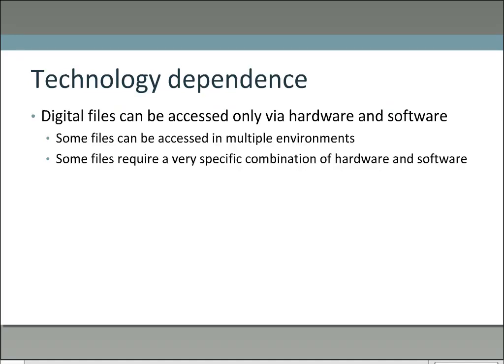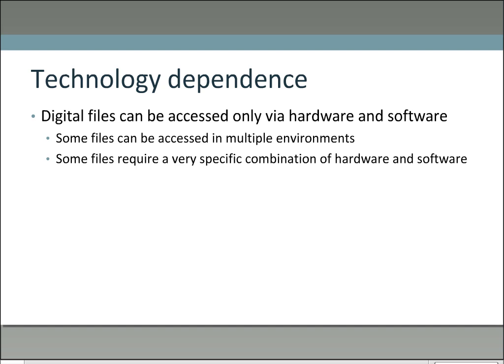First challenge, unlike paper records, which we can usually examine without the use of any specialized equipment, or microfilm, which we can access with a light source and a simple lens, it's not possible to access digital files without some combination of hardware and software. Some files can be accessed in a variety of environments. For example, I can easily access PDF files on the Windows computer I use at work, the Mac computer I use at home, the Google Chromebook that I use when I'm traveling, and the Android phone that I just use way too much.